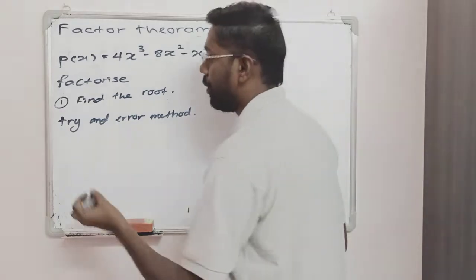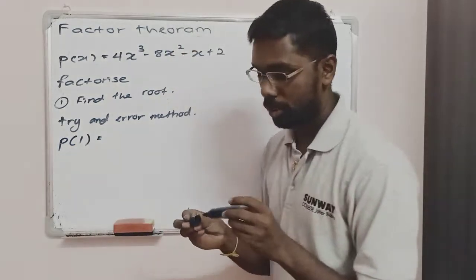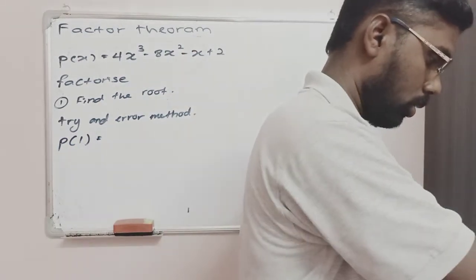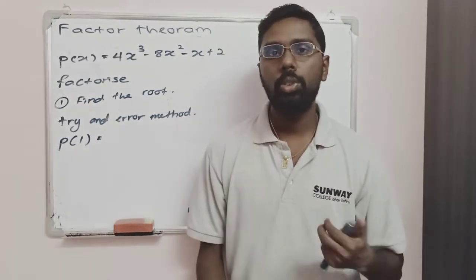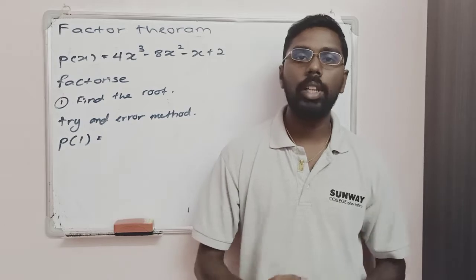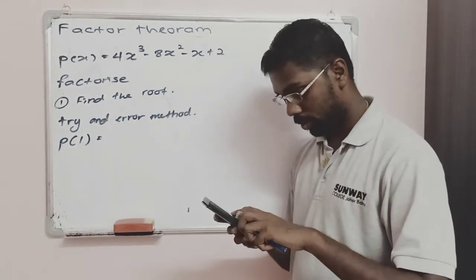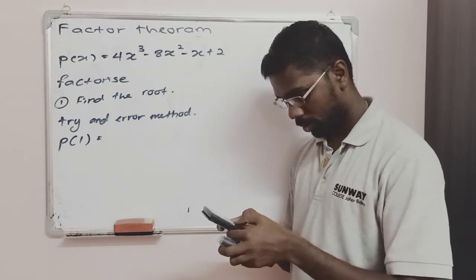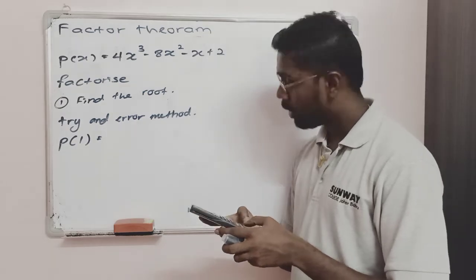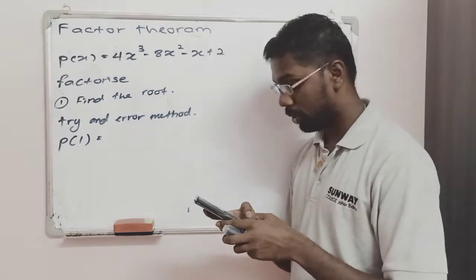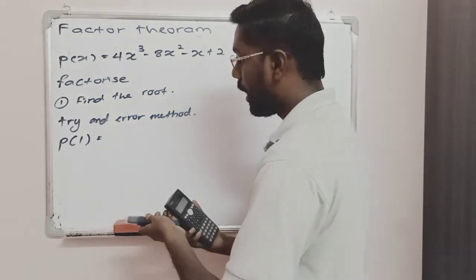So let's say I give my x value equal to 1. What is it going to be? You can substitute any value. It's not necessarily 1. You can substitute with 2, 3, 4. Normally I'll start with the lowest number. So I'll just key in 4 minus 1 minus 1 plus 2. So when x equals 1, I get negative 3.